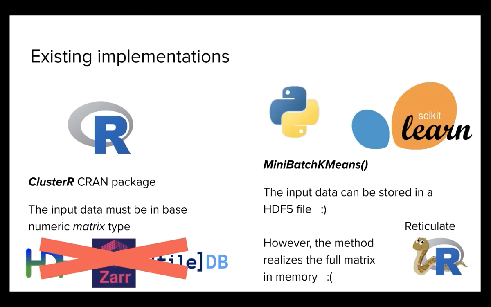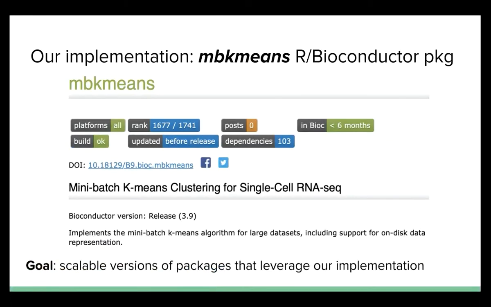In contrast, there is a Python module, MiniBatchKMeans, in the scikit-learn module that does allow input from an HDF5 file, which is great. However, when you go to run the algorithm, it realizes the full matrix into memory, thereby not making it usable for us. And you can also use the MiniBatchKMeans function from Python inside of the reticulate package in R if you're interested. So we built a mini-batch k-means software package within the R and Bioconductor ecosystem.